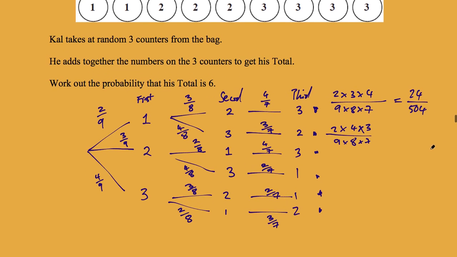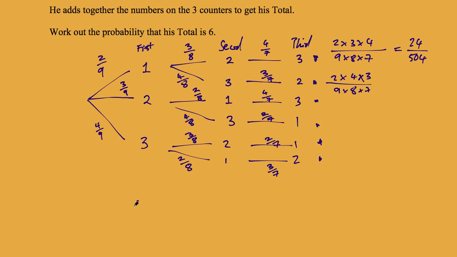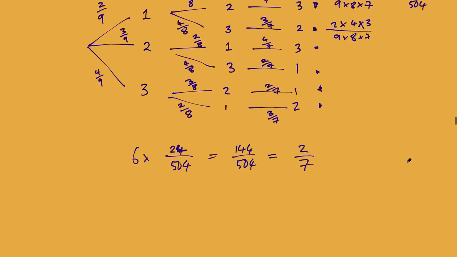And I'm going to do that 6 times, so 6 possible ways of doing that. 6 times 24 over 504. 144 over 504. And that's the answer, but of course it can be simplified to 2/7. So that's my answer to that one, 2/7.